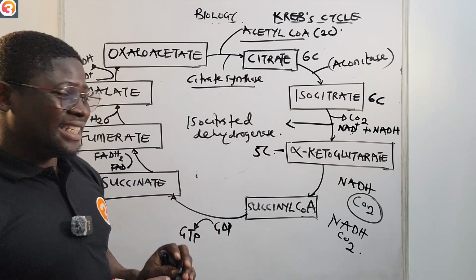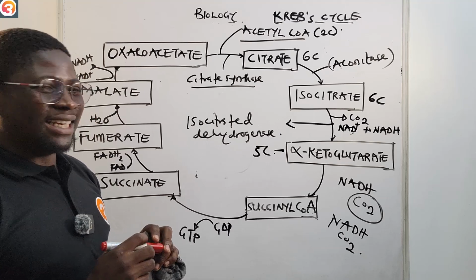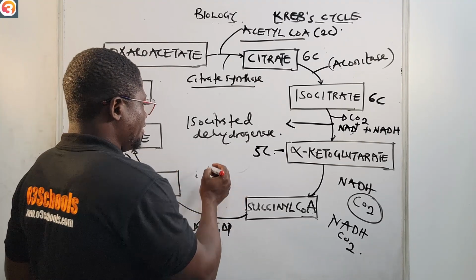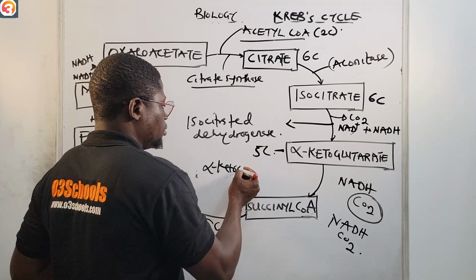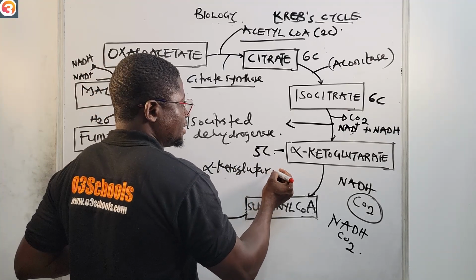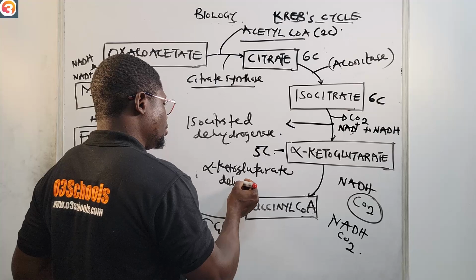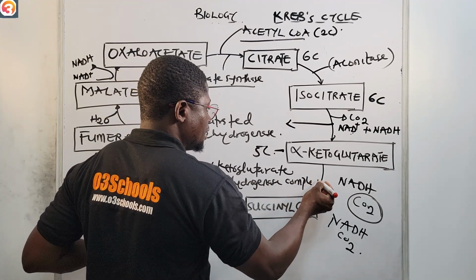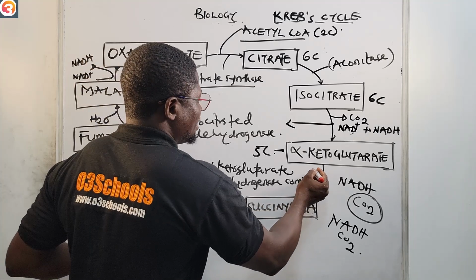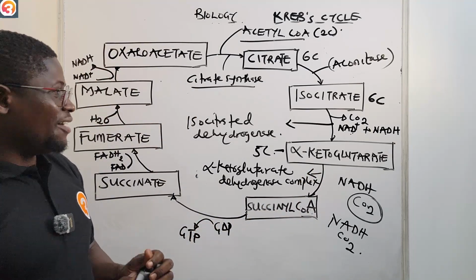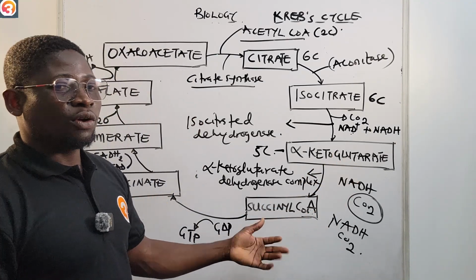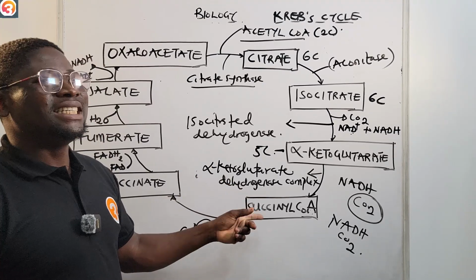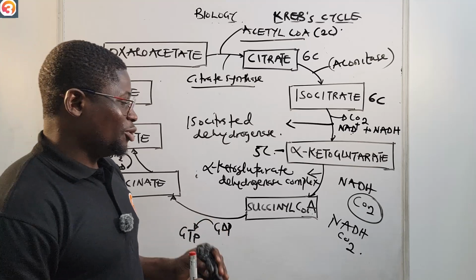The enzyme that facilitates this conversion is called alpha ketoglutarate dehydrogenase complex. So the enzyme that facilitates the conversion of alpha ketoglutarate to succinyl coenzyme A is alpha ketoglutarate dehydrogenase complex. Please take note of that.